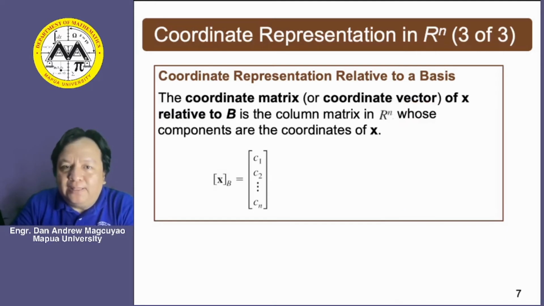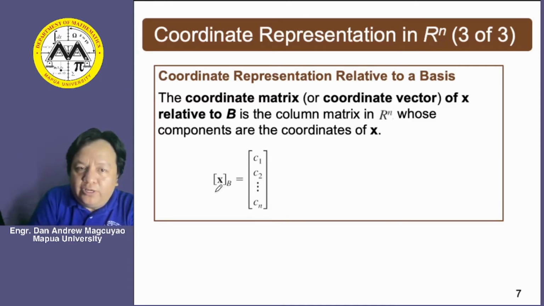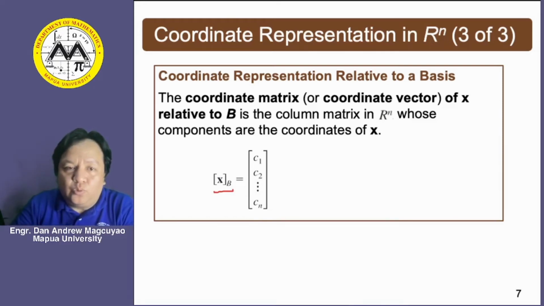The coordinate matrix or the coordinate vector of x relative to B is the column matrix in R raised to n whose components are the coordinates of x. So we just write it as a column vector. So the coordinates of x relative to B is the set of coordinates C1, C2 up to C sub n.